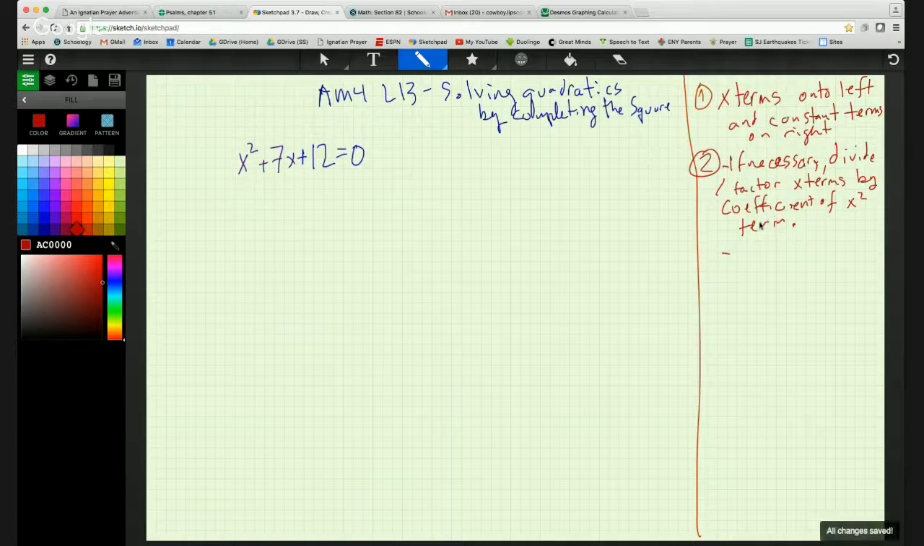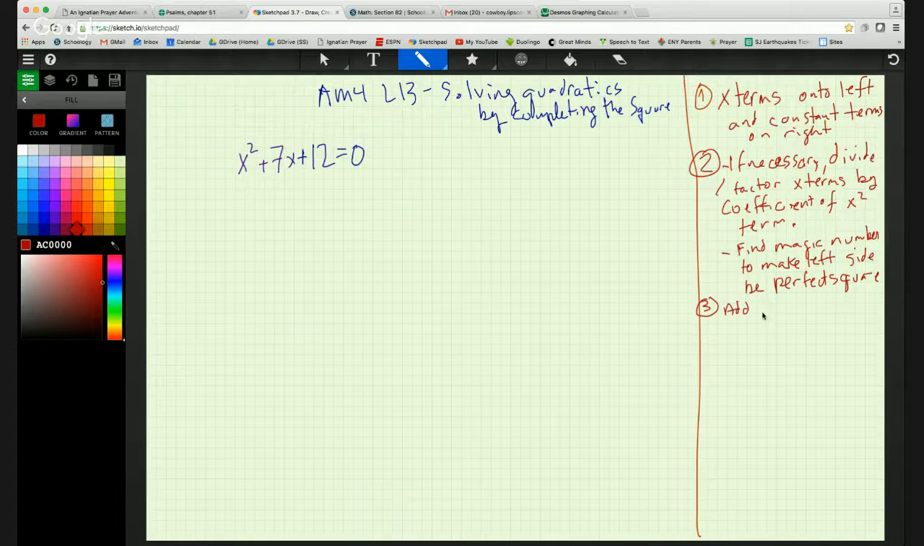And then part 2 is going to be, we're going to find the magic number to make the left side be a perfect square. Three, we're going to add the magic number to both sides, to the left side, and the correct number to the right side to balance the equation.